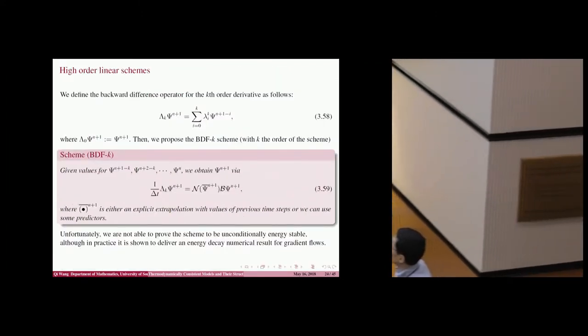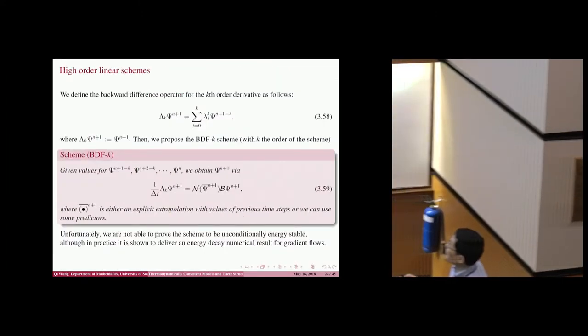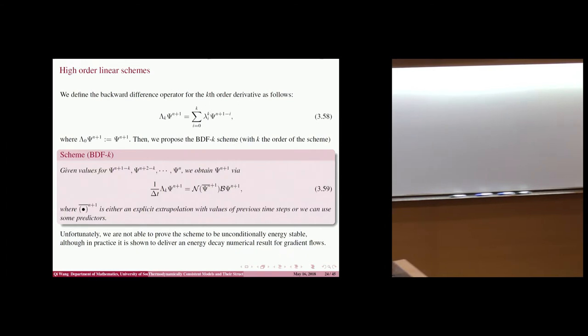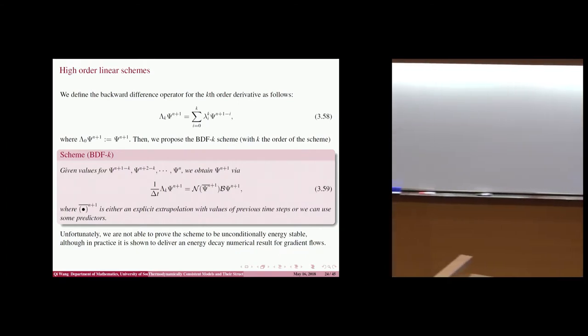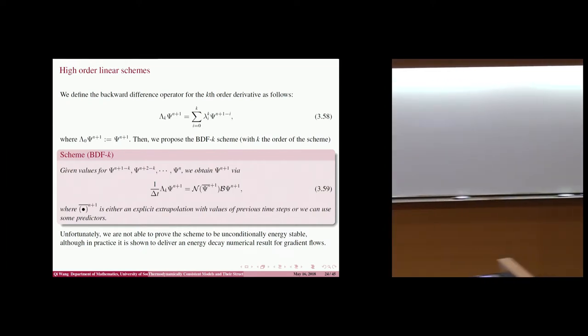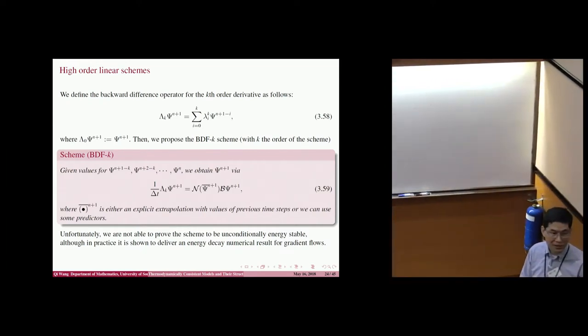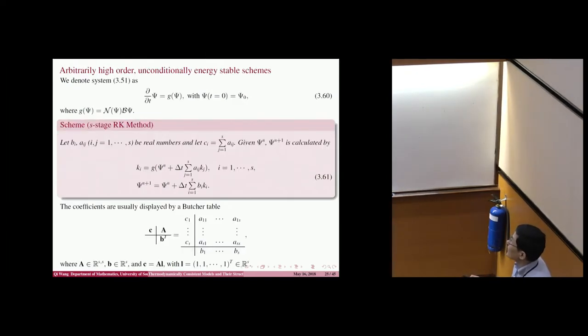So, and then we can go, like Jiaxin mentioned, go higher order. You can do backward differencing. You can get any order in time. But the problem here is you cannot prove rigorously the energy stability for higher order schemes in general. Okay? But we can go another route.